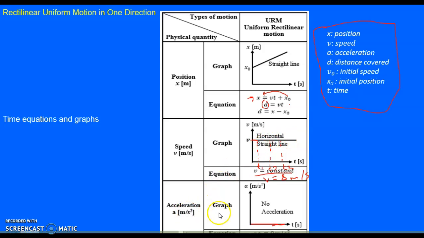And for the acceleration, for uniform rectilinear motion, there is no variation in the speed, so there is no acceleration, and the graph is a horizontal line along the x-axis showing zero acceleration. You can find here the name of each symbol: x position, v speed, a acceleration, d distance, v naught initial speed, x naught initial position, and t is the time.